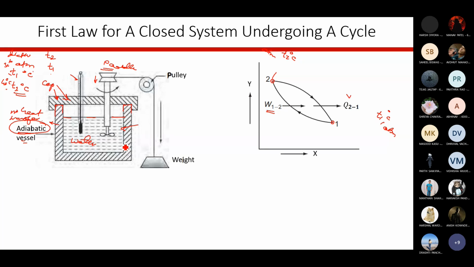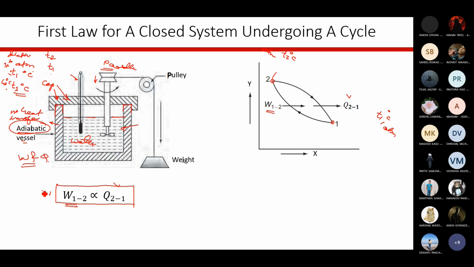So what Joule observed in this paddle wheel experiment is that all the time this is true: whatever work input you are supplying to the system is proportional to the heat rejected by the system while coming back to the initial state. So these two quantities, work and heat, are always in this relation, that work supplied is proportional to the heat rejected by the system. So this is the observation of Joule.